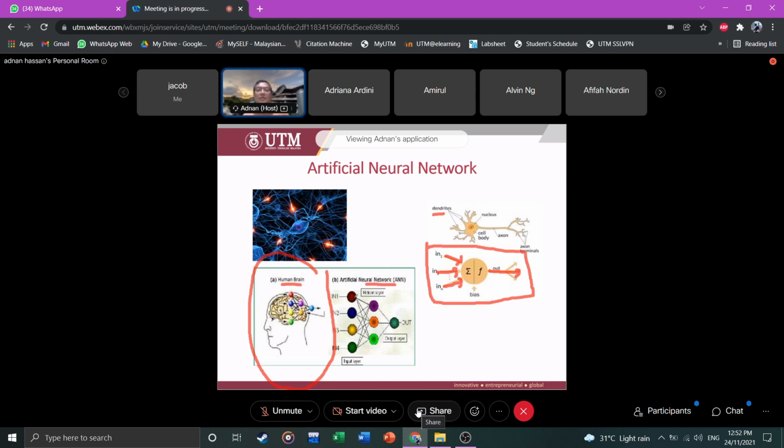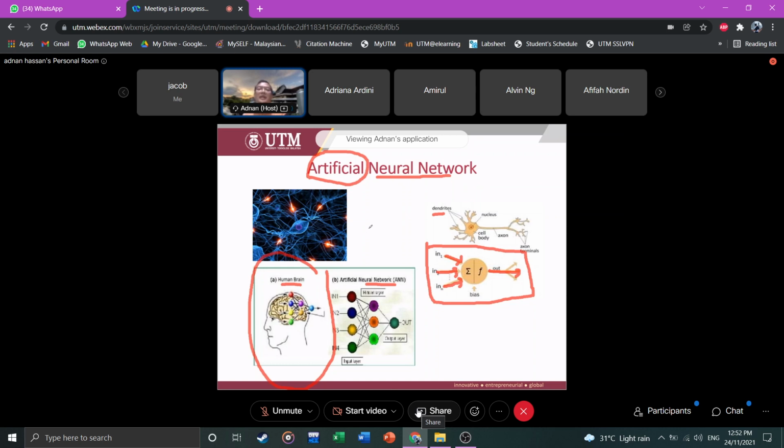Okay, so which node will fire, which node will be inactive, and so on. So artificial, that's why they call it artificial neural networks. It is basically rooted from the biology of our brain.